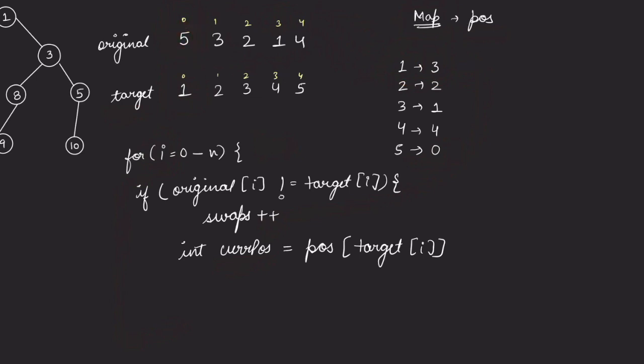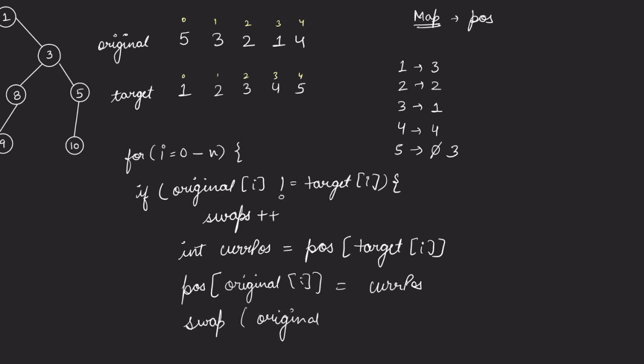So for that, in the positions map, for the element original of I, make it the current position, right? So the position of 5 will now be updated to 3. And then we will swap in the original array the index I and the index current position. This is what we can do, right? So now what will happen? 5 and 1 will be swapped, and your number of swaps will become 1 now.